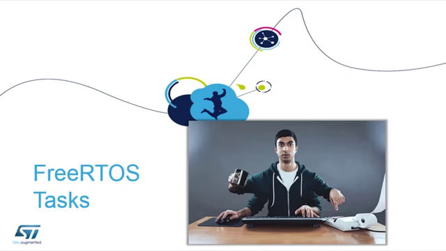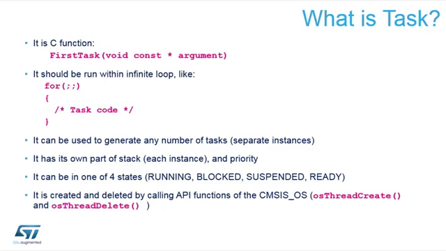Let's get to the tasks. We already saw what a task is. It is a C function. The C function has got some initialization code, and then it runs in a never-ending loop. You can see the prototype of the task. It's a void task because it never returns.